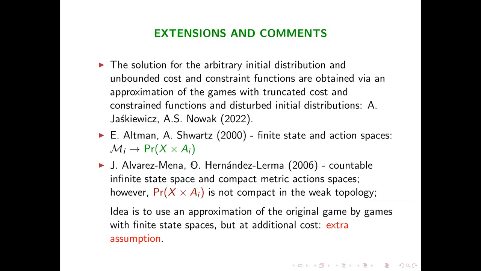And it turns out that this is a Nash equilibrium in the original game with unbounded cost and every initial distribution. And there are some predecessors of our paper, of our results. So first of all, I would like to mention the paper of Altman and Schwartz, who were the first to consider constrained stochastic games with finite state and action spaces.